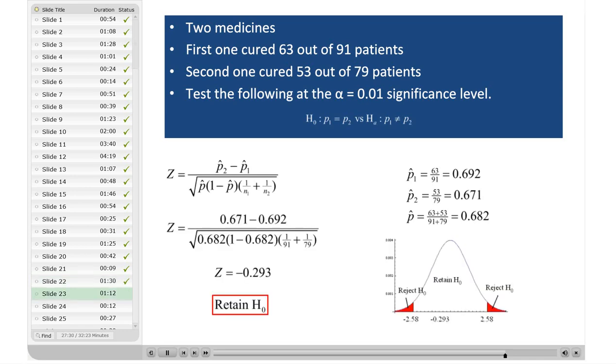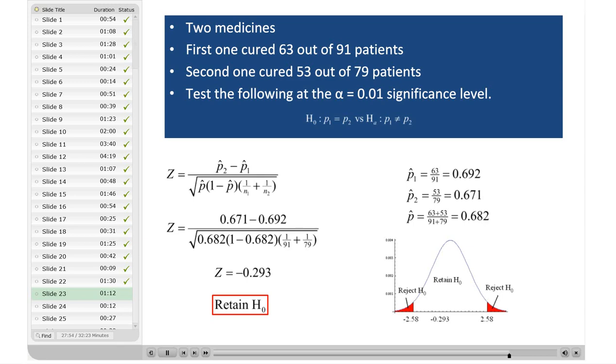Now we can just take the numbers that we calculated and plug those into the formula. Notice that our N1 is equal to 91 since we have a sample of size 91 for our first group. We have a sample of size 79 for our second group, so our N2 is equal to 79. Let's just plug all those numbers in. We get a z of negative 0.293.